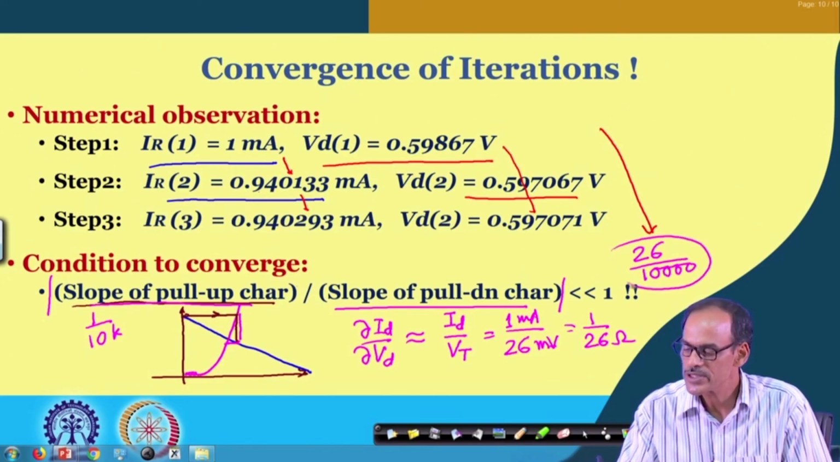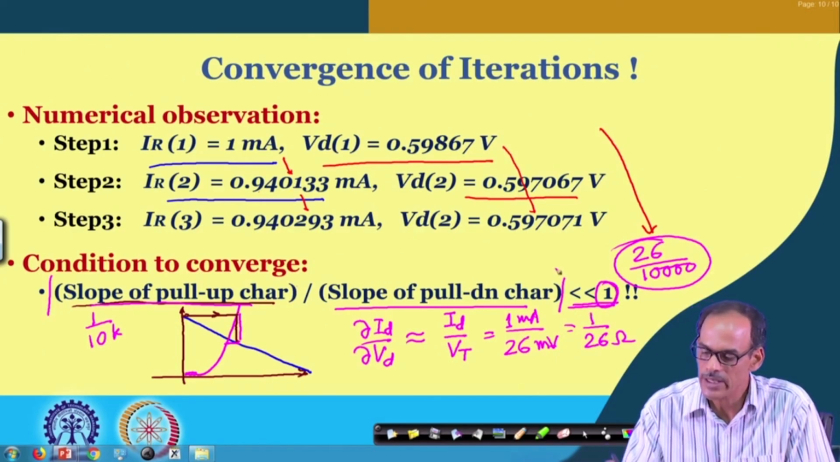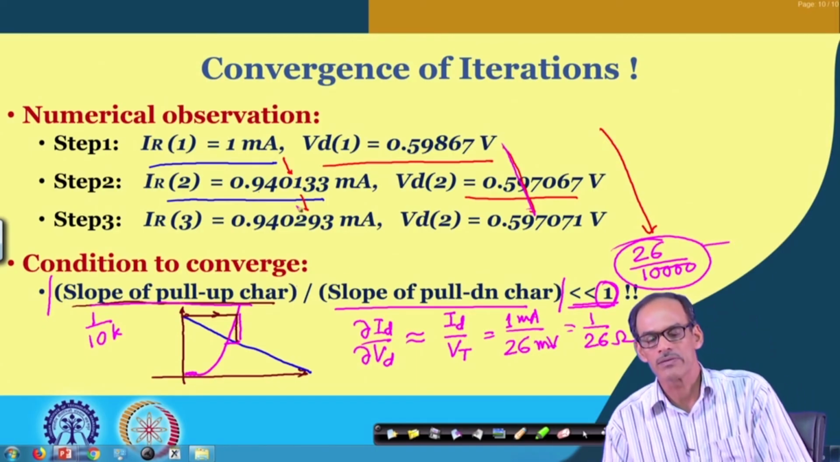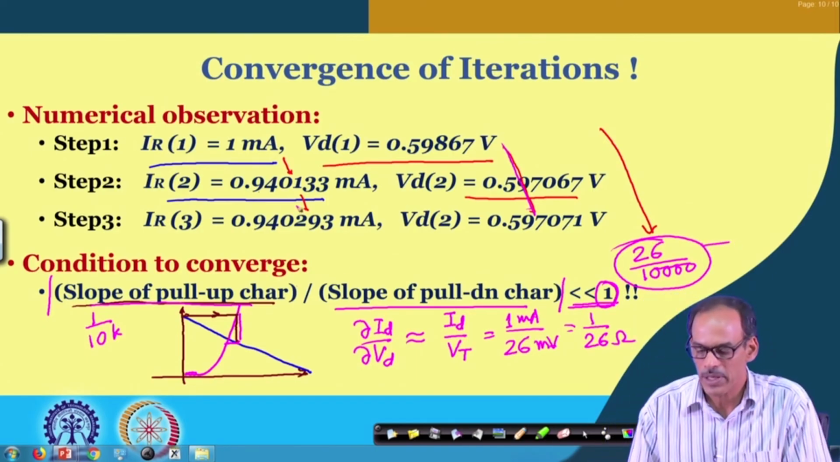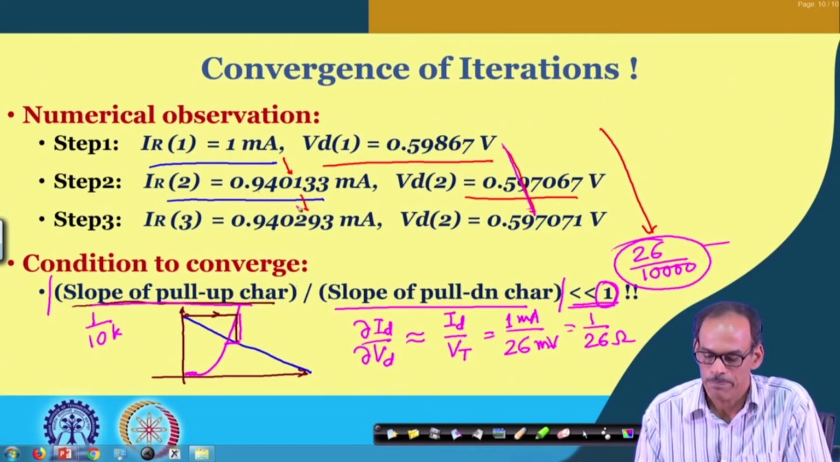And interestingly, for this example, it is much lower than 1. As long as it is less than 1, there is a guarantee that this will converge, and in this case it is very small and hence it is rapidly converging. So, that is why this practical method is working fine.